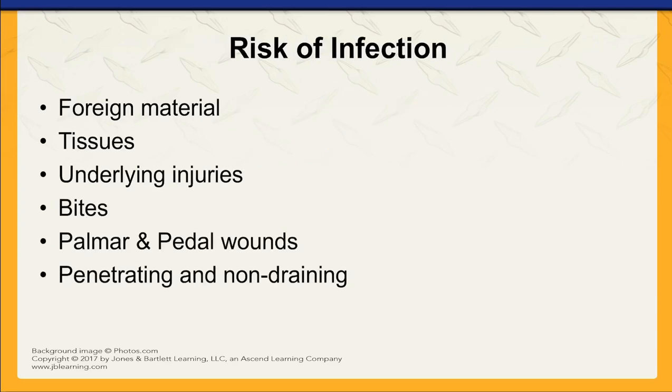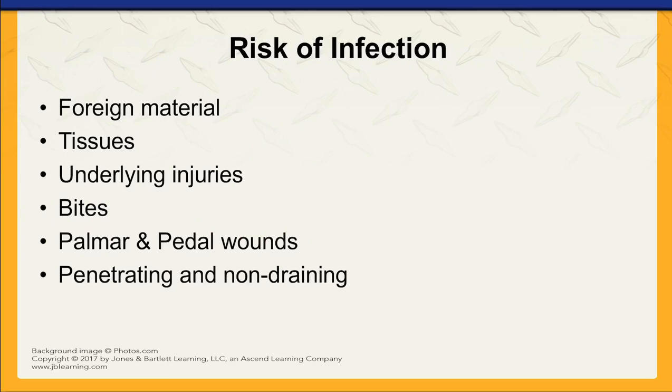What are some of the things that raise the risk of infection? Well, if you have a wound with some type of foreign material or foreign object embedded in you, now your risks are much, much higher. If you have some type of debris within the wound, especially contaminated or dirty debris, that's going to increase your risk of infection. If you have ragged or crushed tissue injuries, that also raises your chance of infection.